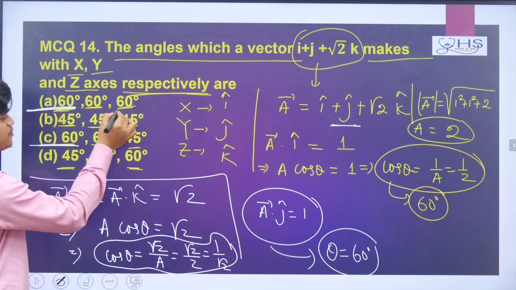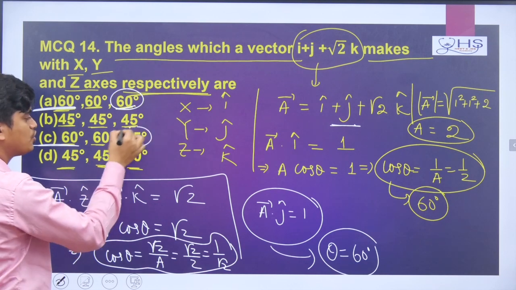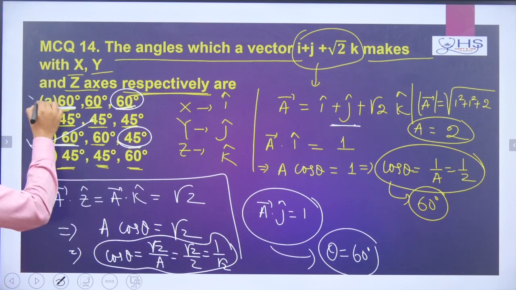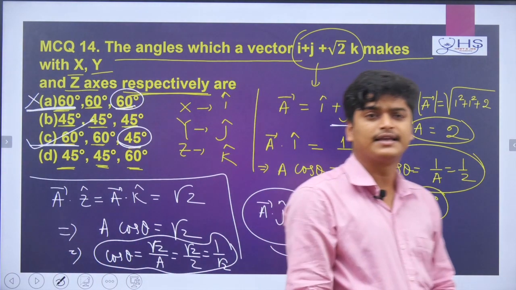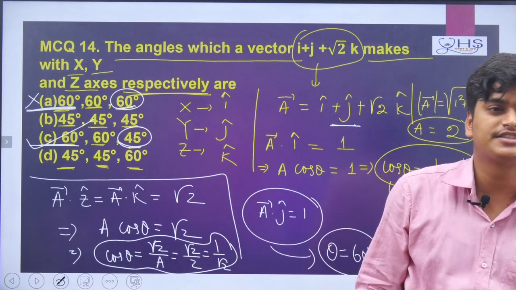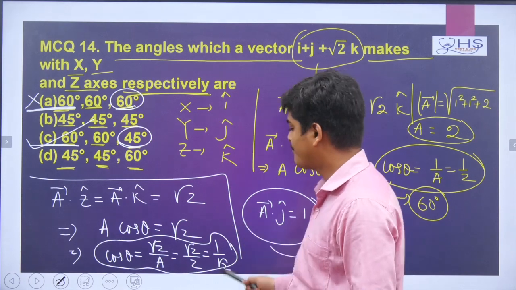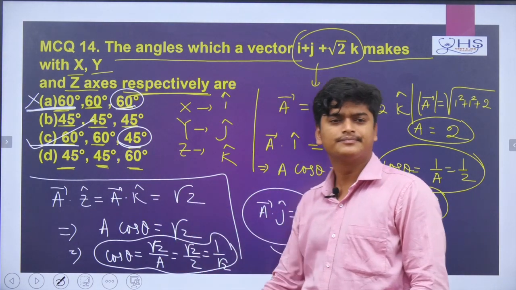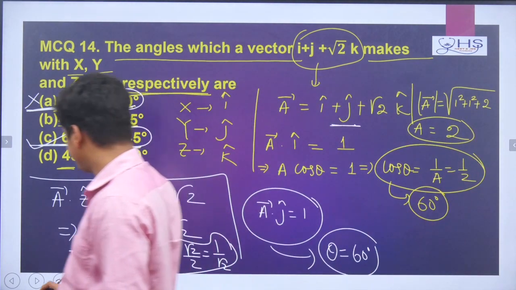So here in A option, you see the last option is 60 degree. For C, the last option is how much? 45 degree. So definitely your C answer will be correct, not A. So here the A vector is making an angle with Z axis of how much? 45 degree, because cos theta is coming 1 by root 2. And we are considering just this theta as the angle between A vector and Z axis.